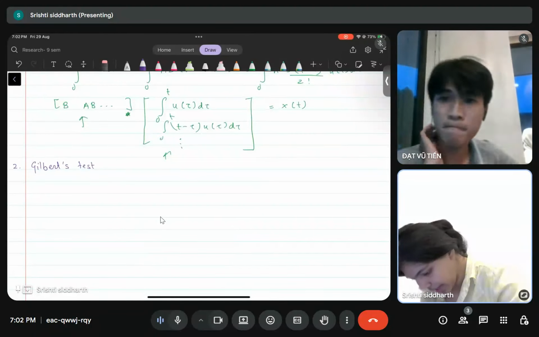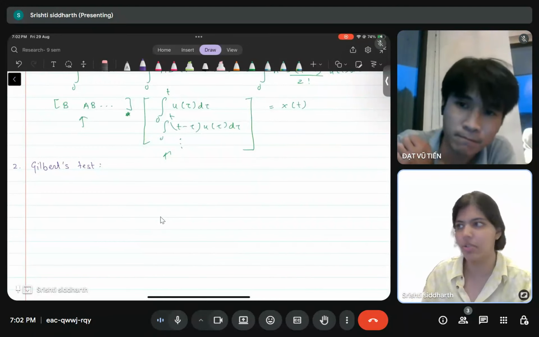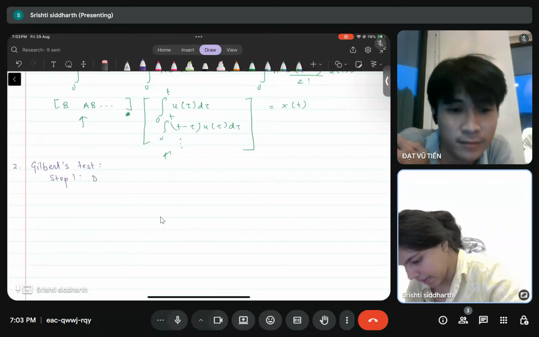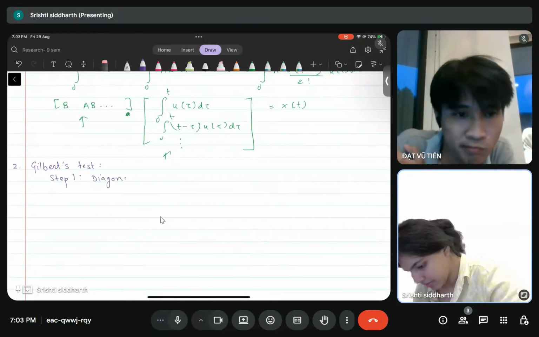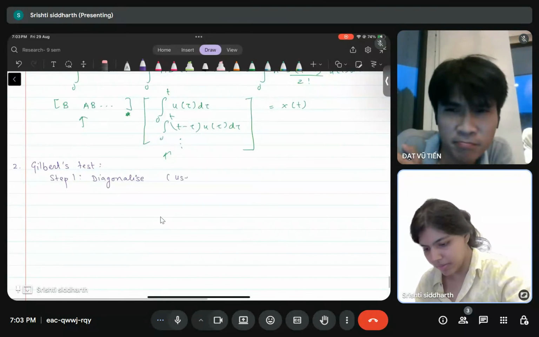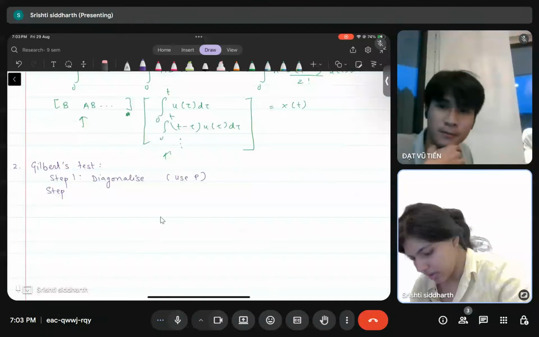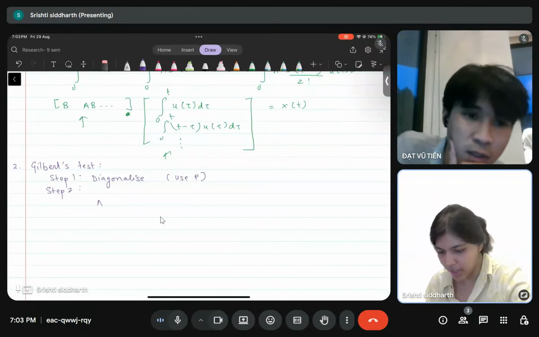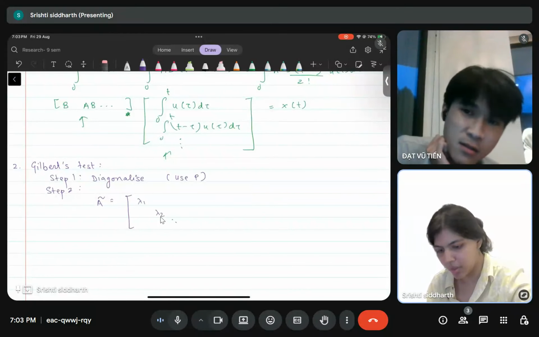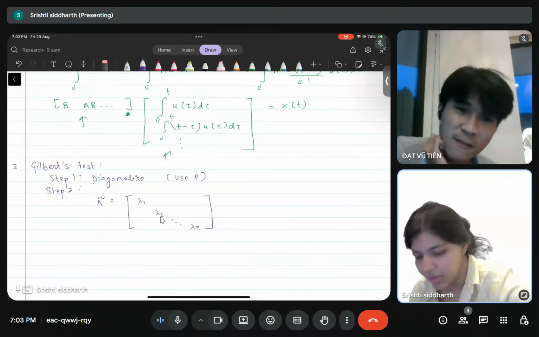In this, we use the eigenvalues or the diagonal form to comment on the controllability of the system. So step one in this case is to diagonalize using the modal matrix P or M, you can call it. Step two is that you get these diagonal forms, for example, lambda 1, lambda 2 till lambda n. Let's say for now distinct eigenvalues.